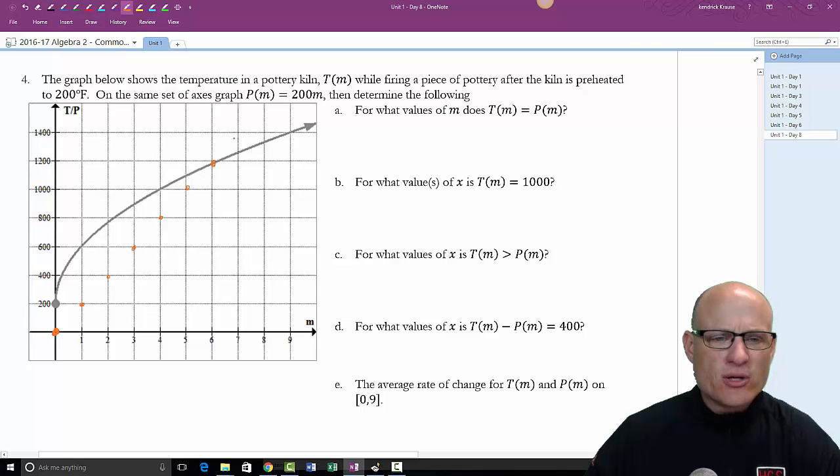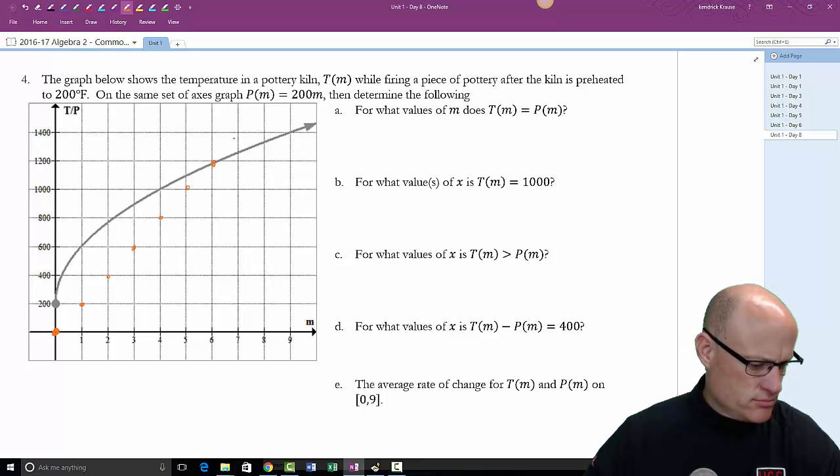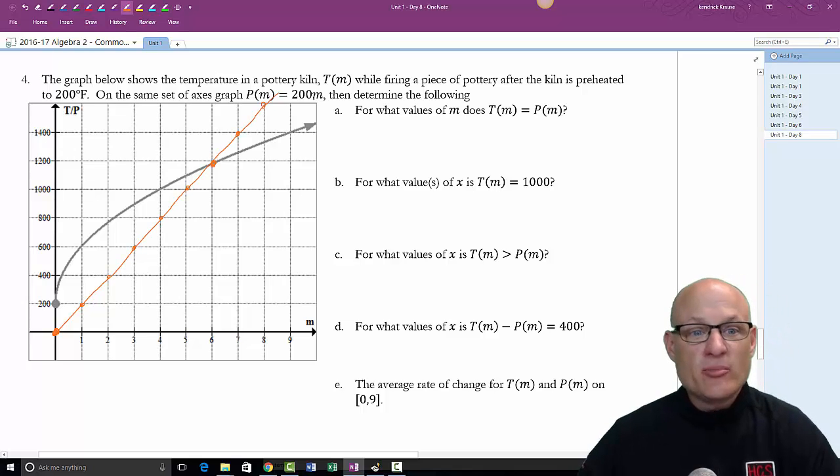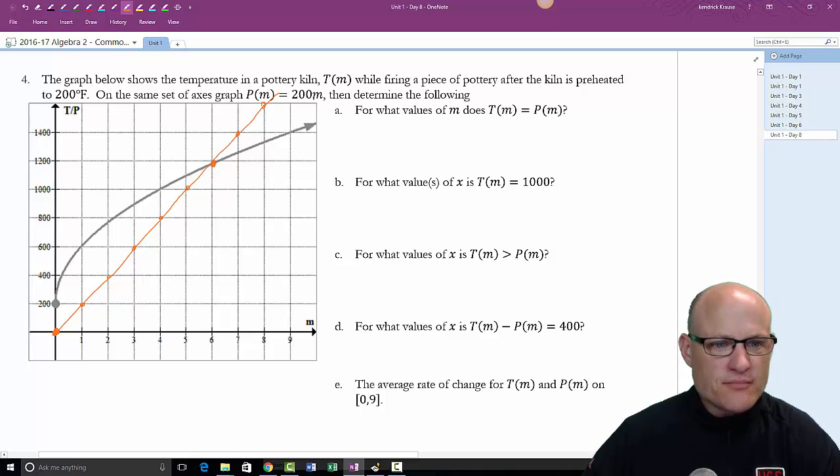The graph below shows the temperature in a pottery kiln, T of m, while firing a piece of pottery. The kiln was preheated to 200 degrees. The same axis. Well, I'm a little off with my gray graph, but that should be there. My gray line is not exactly on. It's a little bit off. Anyway, there's that graph.